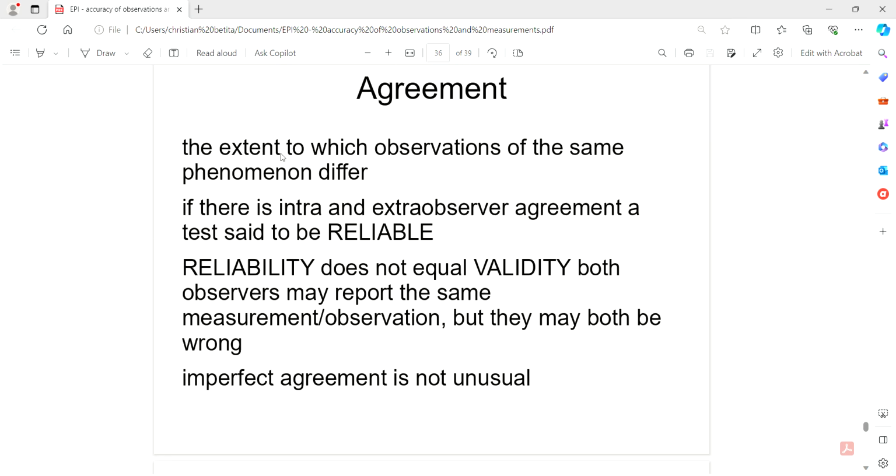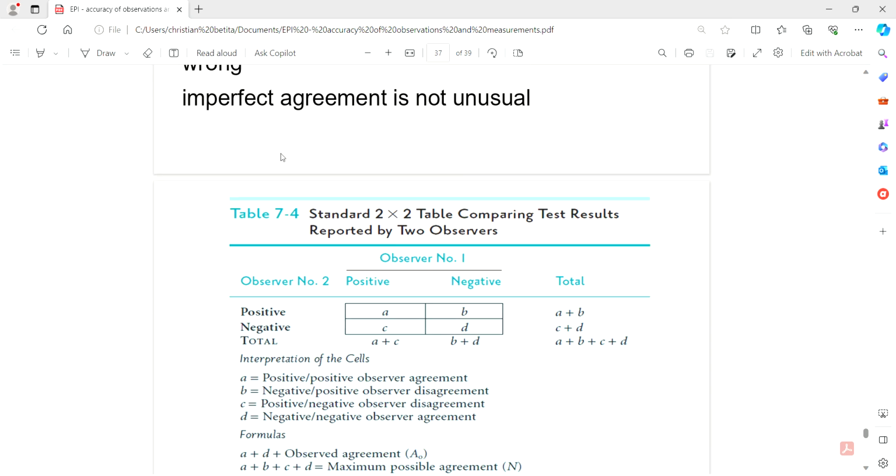Okay, so agreement. Agreement is the extent to which observations of the same phenomenon differ. And if there is intra and inter observer agreement, a test is said to be reliable. So reliability does not equal validity. Both observers may report the same measurement or observation, but they may both be wrong. And imperfect agreement is not unusual.